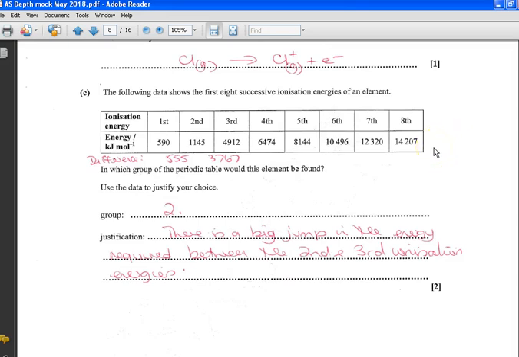Looking at successive ionization energies, and you're asked to identify which group we're looking at with a justification. Okay, looking at the data. So I just did a quick calculation. That 1145 minus 590 gave us that difference. 4912 minus that gave us that difference. So there's a big jump between the first and second, and then the second and the third, which would indicate that we're in group 2. Because we've lost the outer 2 electrons and we've moved in now to the next shell.